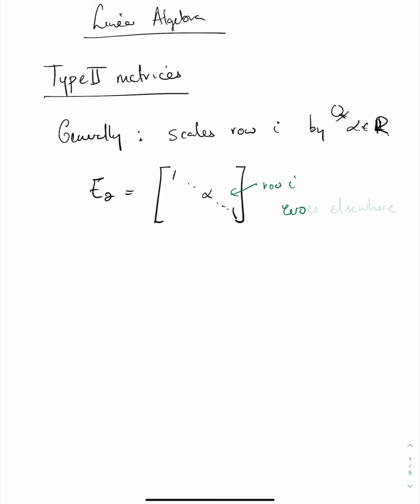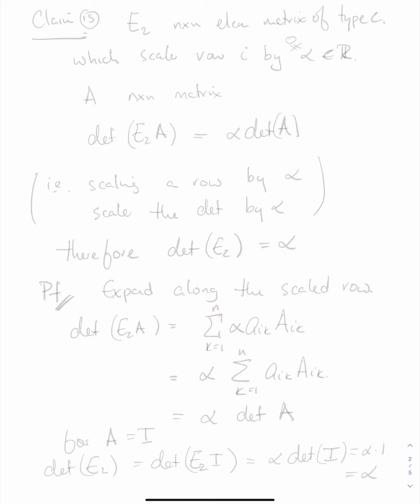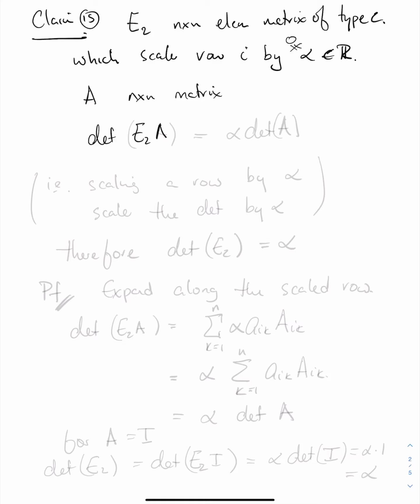Let's talk about the determinant of type 2 matrices. For this, let's turn the page. Claim 15. Say E2 is an n by n elementary matrix of type 2. In particular, it will scale row i by some non-zero real number. If A is an n by n matrix, some other matrix, then the determinant of E2 times A is equal to alpha times the determinant of A.